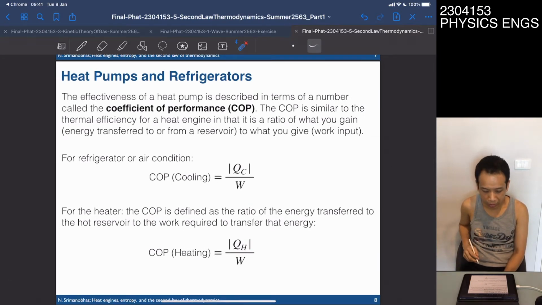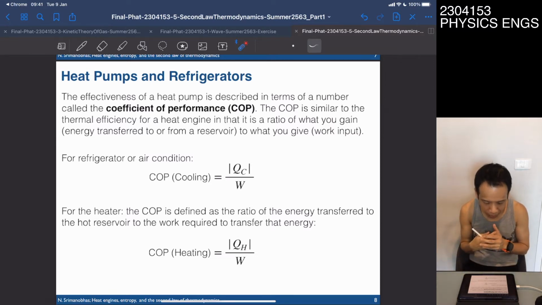So the effectiveness of the heat pump and the refrigerators is described in terms of the COP, the coefficient of performance. Okay, this is similar to the thermal efficiency. It's a ratio of what you get to what you give, right? What you get is what you finally use, okay? And what you give is basically the work input, okay?